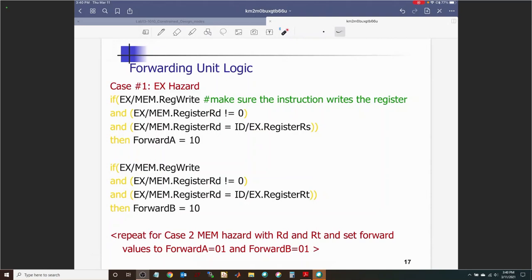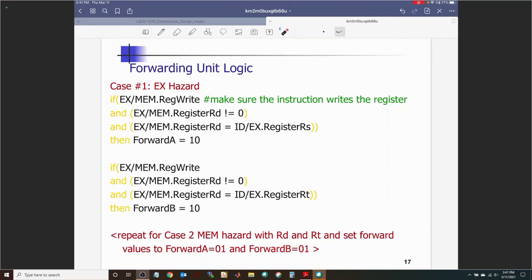We are just trying to see if certain values are the same or not. Specifically, we are trying to monitor whether there is a check, whether there is an overlap between the destination register and one of the source registers or not. And depending on whether you have that hazard or not, you forward A and forward B. You select those control lines for the two muxes.